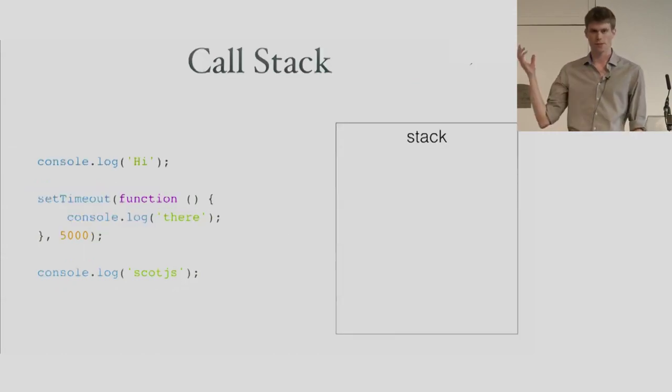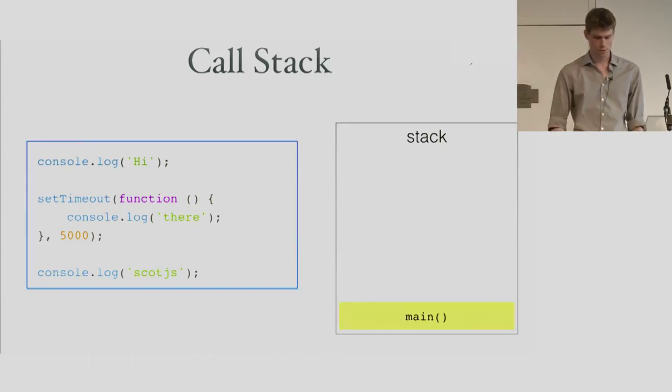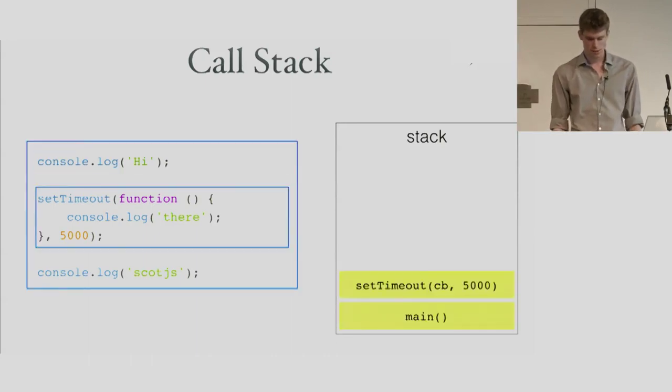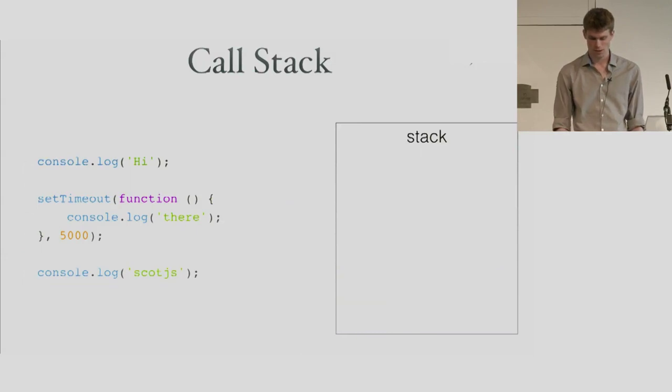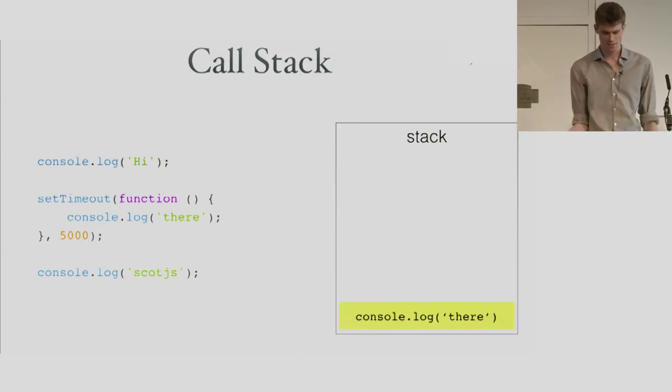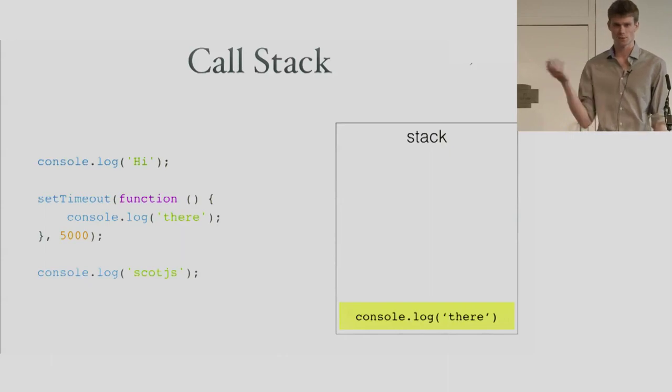So if we try and represent this in our stack model, how is this actually going to work? We jump into main, console.log hi. Set timeout call is like a normal call in the stack. But now what happens? We know that the stack has to clear so that we can get to Scotland.js next. But if that stack clears, then where does this console.log there come from later on? I guess set timeout clears, we log Scotland.js, we clear the stack, and then sort of magically 5 seconds later, this appears on the stack. Where does that come from?